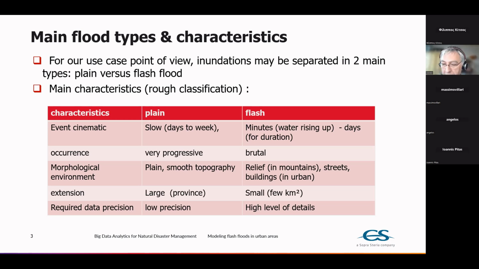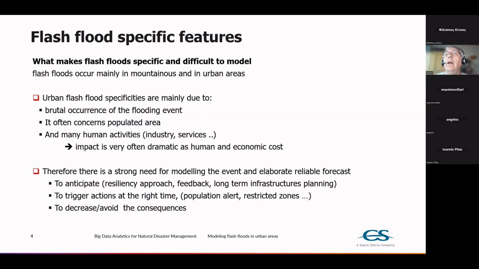So the main features are important, and you will see later they are important for the modelization and they have consequences. Urban flash flood, I will not talk about flash flood in the mountains because it's very similar, but not exactly the same regarding the modelization.